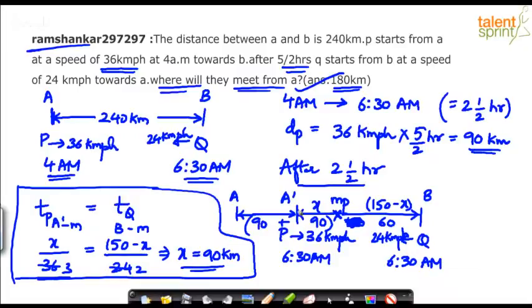Because 90 is from A dash to the meeting point. He's asking us from A to the meeting point. So 90 plus 90, 180 will be the answer. Okay. Moving on to the next question.